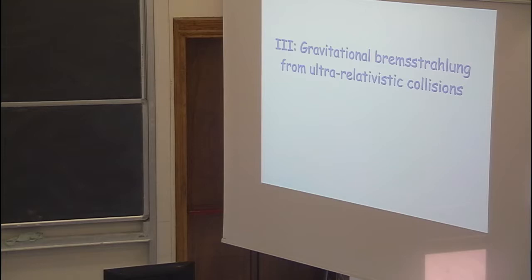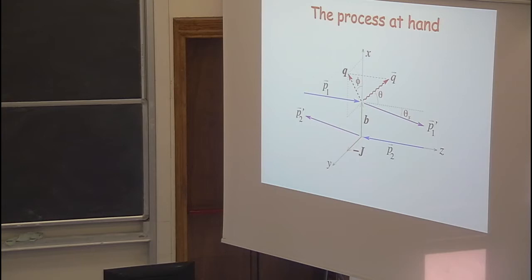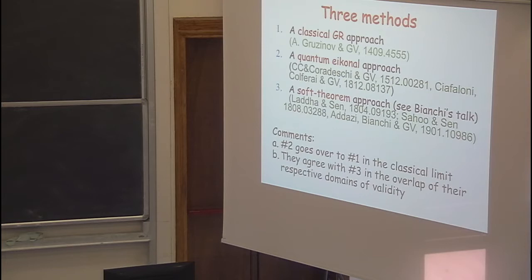Topic number three: gravitational bremsstrahlung from ultra-relativistic collisions. So this is the typical process we would like to study. We have the collision of two ultra-relativistic particles or strings, but for the moment we'll only deal with particles, which are gravitationally deflected by theta sub s, s for scattering, with emission of a gravitational wave at some polar angle theta and azimuthal angle phi. Now, this process has been approached in three different ways. There is a classical, completely classical GR approach, which I started with several years ago with Andrei Gruzinov at NYU.